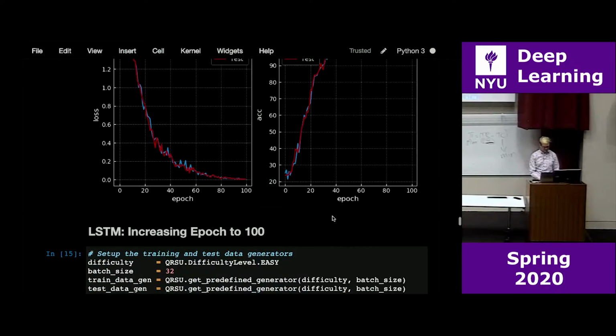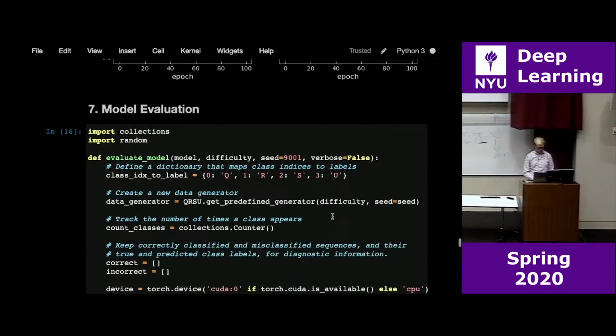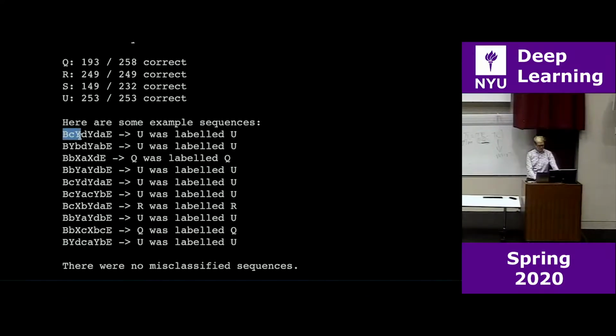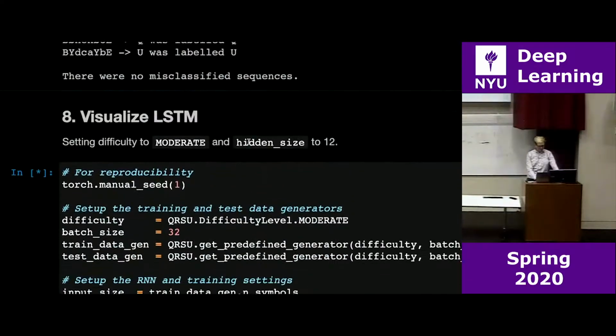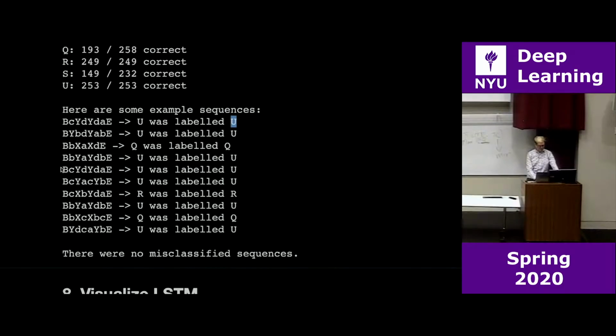So let's first see how they perform here. I have this sequence, B, C, Y, D, Y, D, A, E, which is a U sequence, and then we ask the network, and the network actually labels it as U. Below, we're going to be seeing something very cute. In this case, we were using very, very small sequences, so even the RNN is able to train on these small sequences.